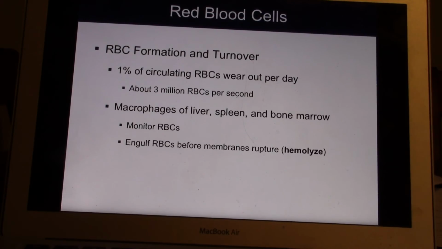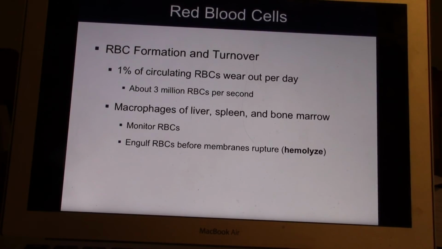So we've already said that red cells only live 120 days, so that means that about 1% of them are wearing out every day, which means about 3 million red cells per second. The numbers that we talk about here and the fact that our body has trillions of cells always kind of amazes me. But how do we get rid of 3 million red cells per second?